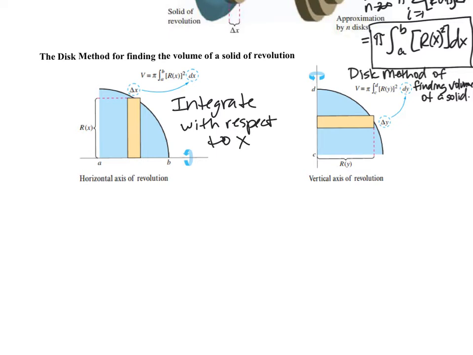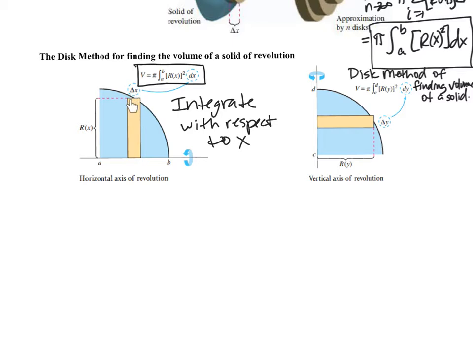And so the formula for finding the volume is given right here again. It's pi times the integral from a to b of r of x squared, where r of x is the height of every one of those rectangles, or after they're rotated, it would be the radius of every one of the discs, and then times dx, which is your change in x, delta x.